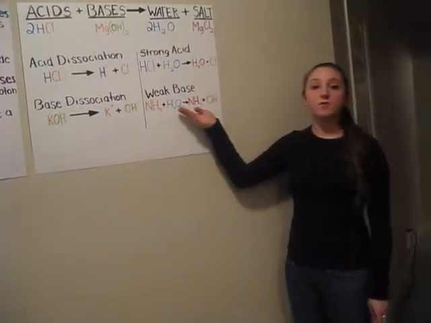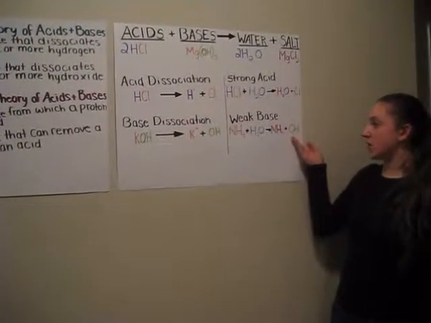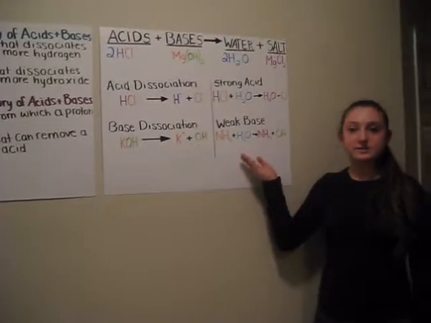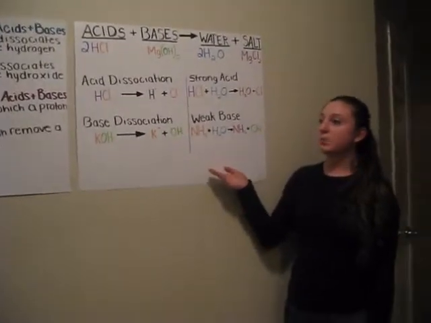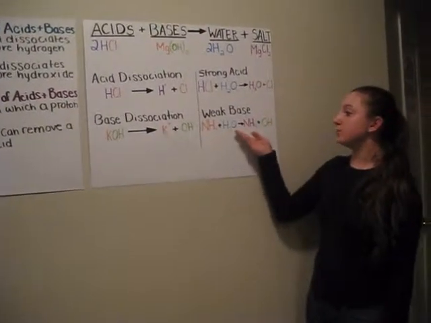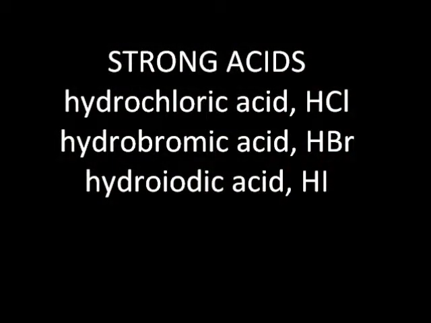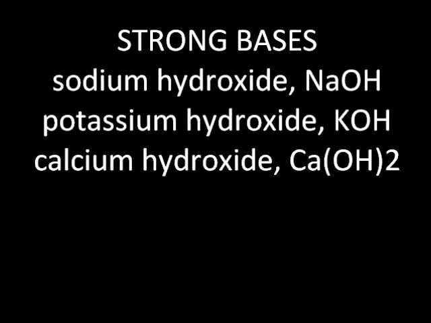Here we have an example of a weak base. Because the ammonia does not contain the hydroxide ions, it is not an Arrhenius base. However, it is a Bronsted-Lowry base because it is able to remove the proton from the water. Some examples of strong acids are hydrochloric acid, hydrobromic acid, and hydroiodic acid. Some examples of strong bases are sodium hydroxide, potassium hydroxide, and calcium hydroxide.